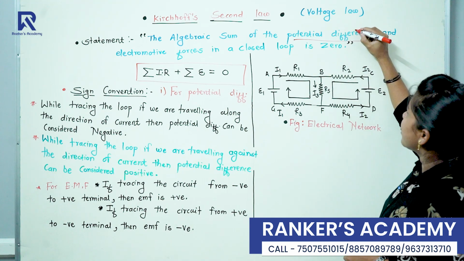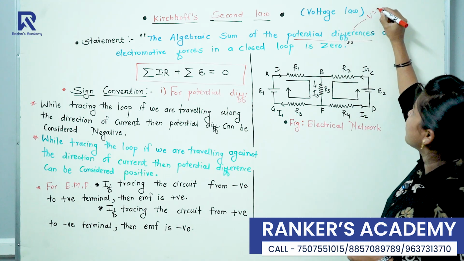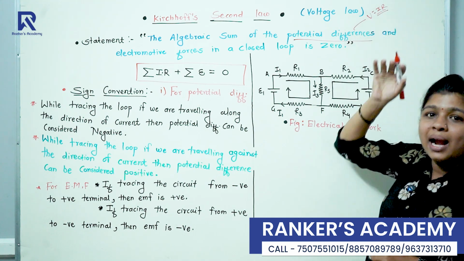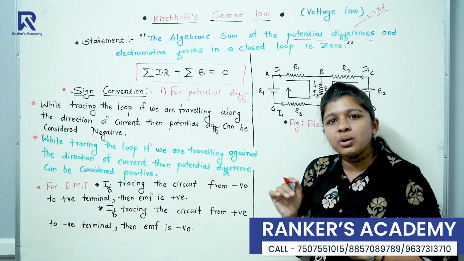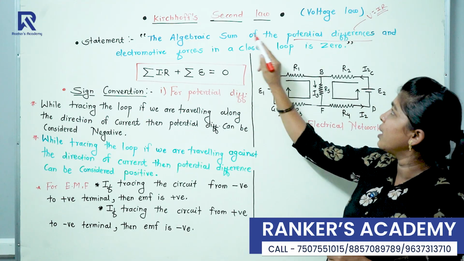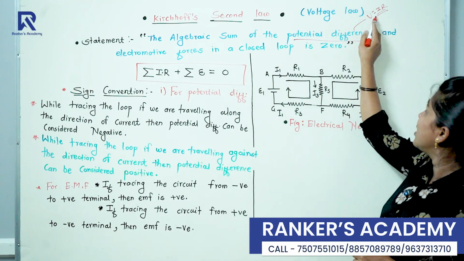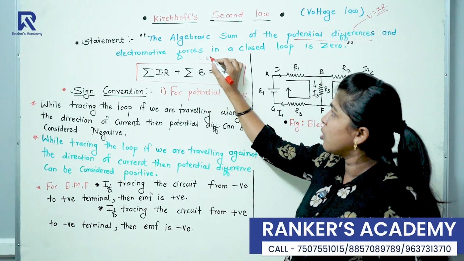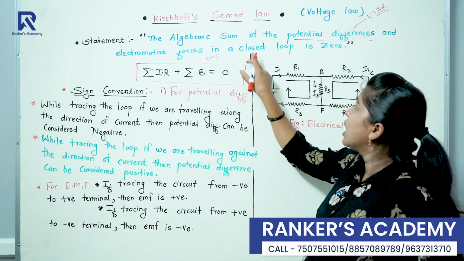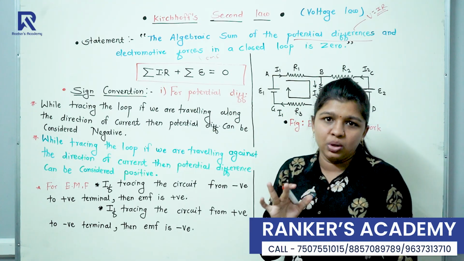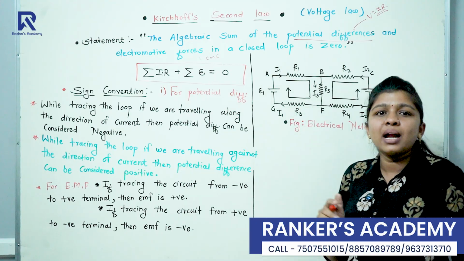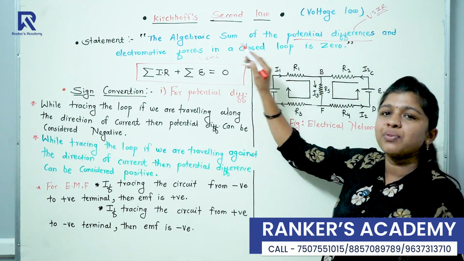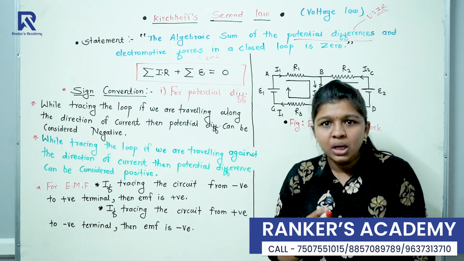Now potential difference, as we know from Ohm's law, involves the combination of current and resistance. So the algebraic sum of the product of current and resistance, and electromotive force, that means EMF, in a closed loop is zero. So Kirchhoff's second law states that the algebraic sum of potential difference and EMF is equal to 0.